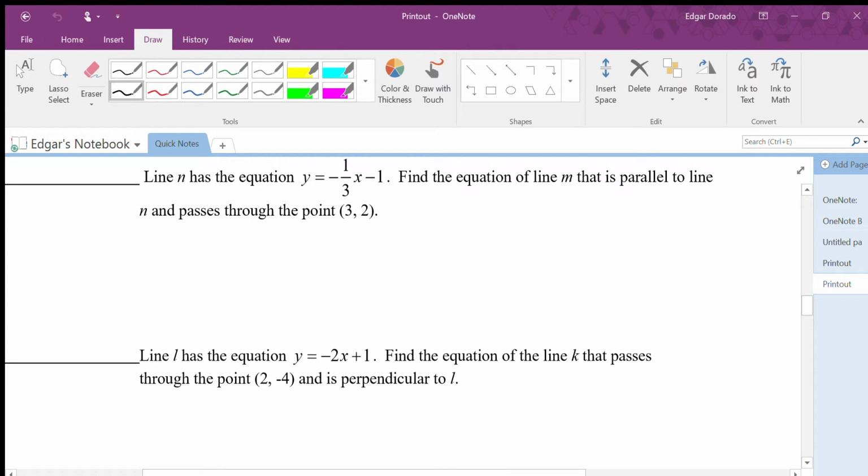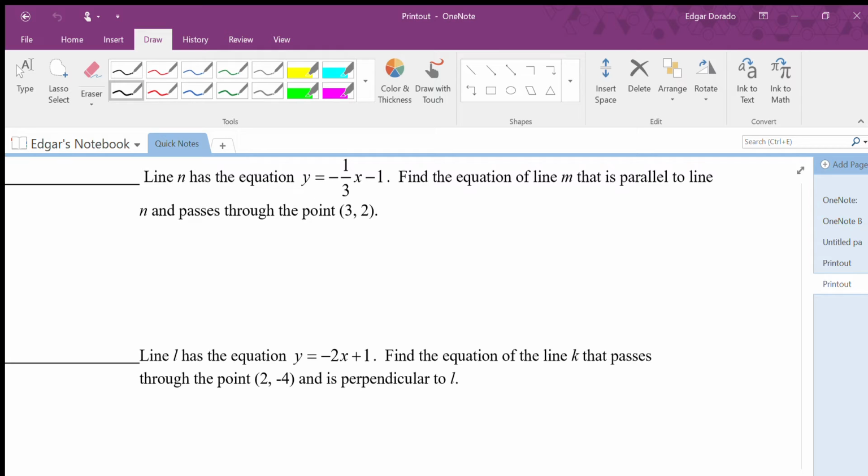All right, guys, we're nearly there. The next 5 minutes or so here, let's go ahead and read through these few problems here. It says line N has the equation y equals negative 1/3 x minus 1. Find the equation of line M that is parallel to line N that passes through the point 3, 2.